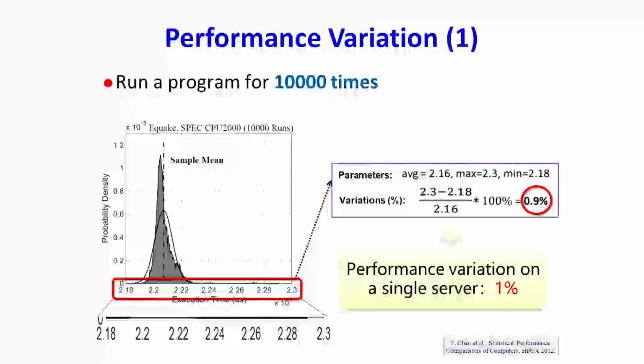Let's do a small experiment. If we run a program on a server 10 times, this is the distribution of the execution time. If we calculate the performance variation with these equations, we can see that the performance variation on a single server is quite small, less than 1%.